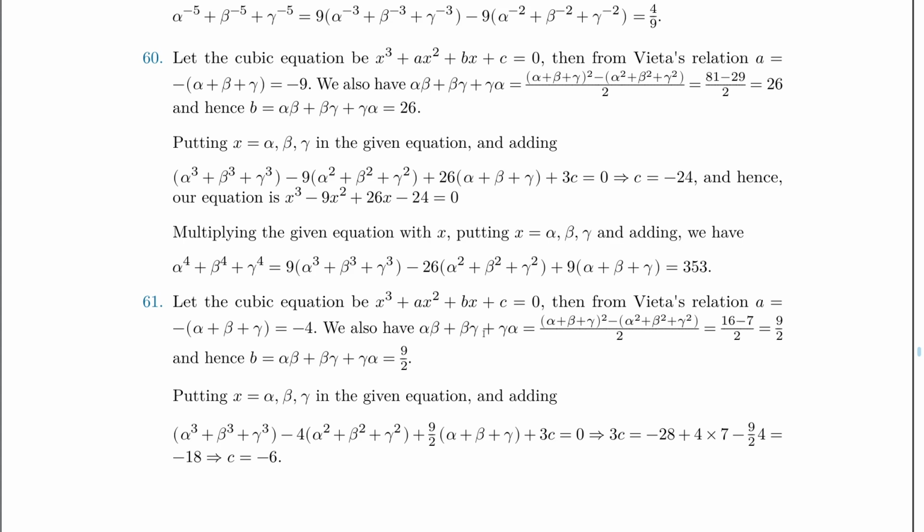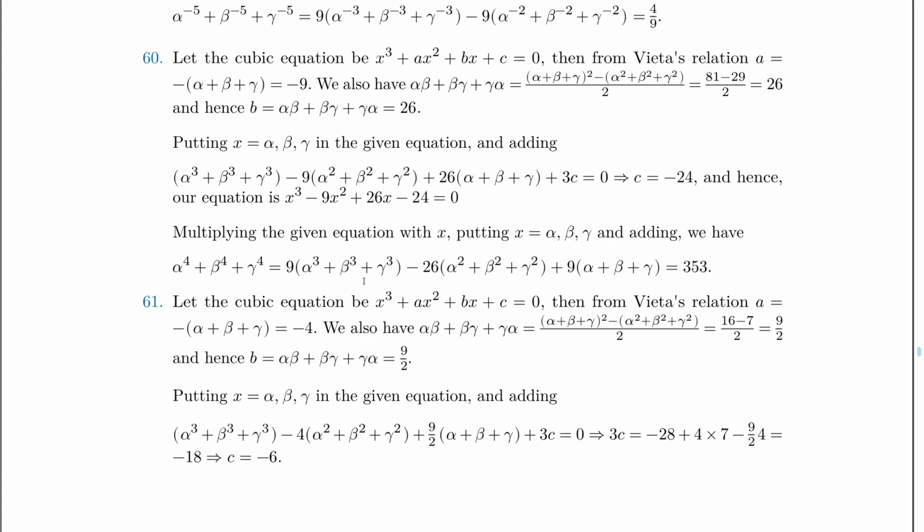Now alpha beta plus beta gamma plus gamma alpha is nothing but (alpha plus beta plus gamma) whole square minus (alpha square plus beta square plus gamma square), divided by 2. Now alpha plus beta plus gamma is 4, so square is 16, and alpha square plus beta square plus gamma square is given as 7. So (16 minus 7) by 2 is equal to 9 by 2. So this is the value of b in this case.